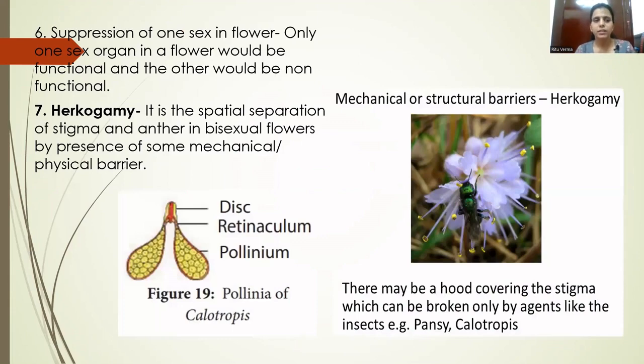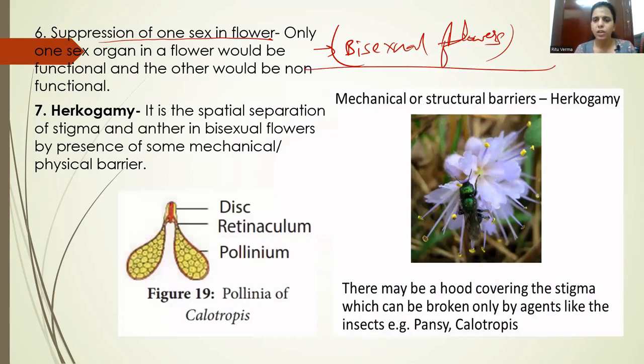Next adaptation is the suppression of one sex in the flower. In most of the bisexual flowers, there are some bisexual flowers in which both male and female gametes are present. In these bisexual flowers, any one reproductive organ, either male or female, would be functional and the other one would be non-functional. And then the last adaptation for cross-pollination is Herkogamy. Now Herkogamy is actually a spatial separation of stigma and anther in bisexual flowers.